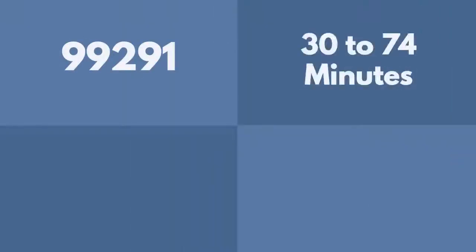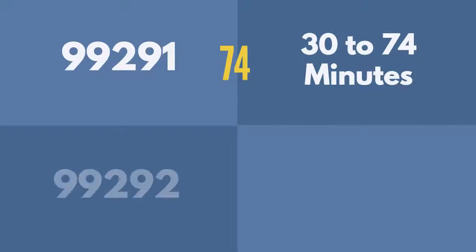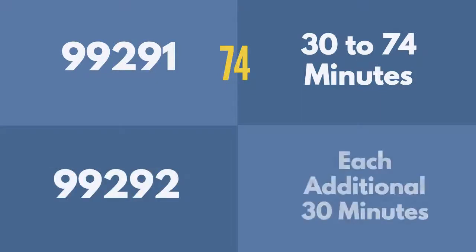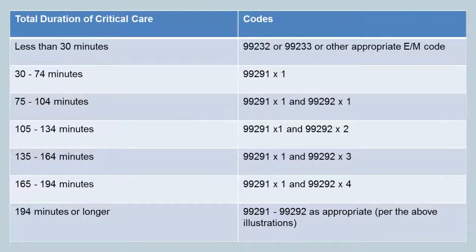Critical care codes include code 99291 for the first 30 to 74 minutes of critical care time. Code 99292 is utilized for each additional 30 minutes of critical care. Additional blocks of time in 30-minute increments may be used after the first 74 minutes of critical care. Report code 99292 for each additional 30-minute segment.